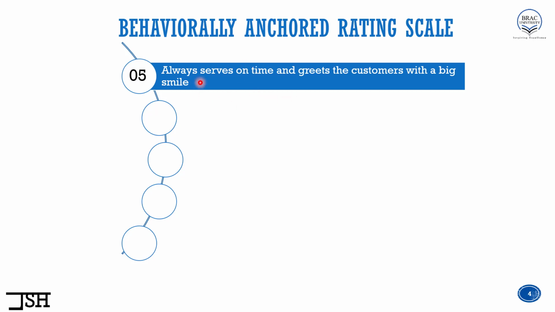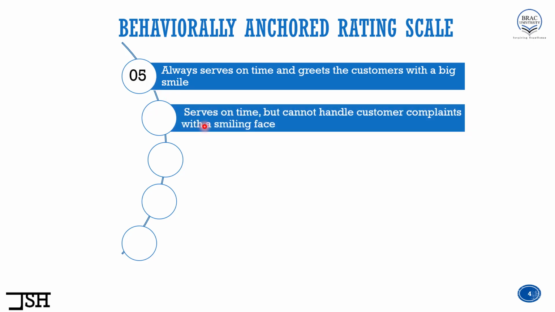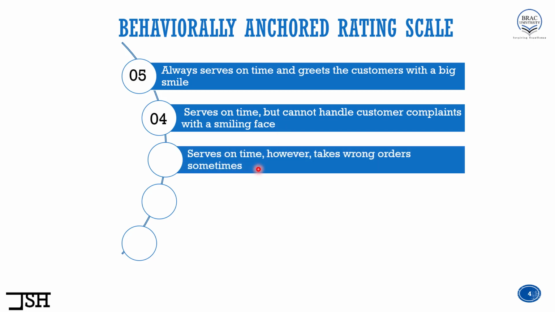So this is the decision of the HR manager. This is the best behavior expected from a server. If any server demonstrates this behavior, that person will be given a 5 out of 5. What can be the next best behavior? Here it is: serves on time, but cannot handle customer complaints with a smiling face. If a server demonstrates this type of behavior, then that person will be given a 4. Then, what can be an example of the next best behavior? Here it is: serves on time, however, takes wrong orders sometimes.